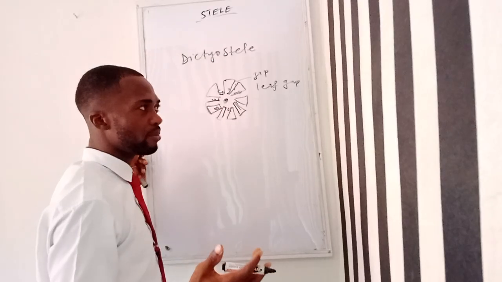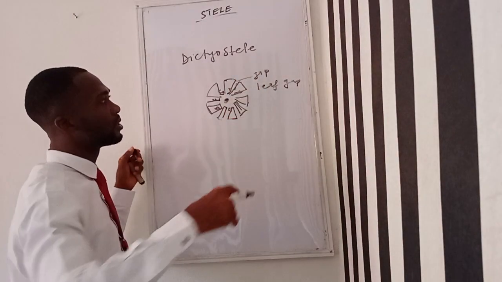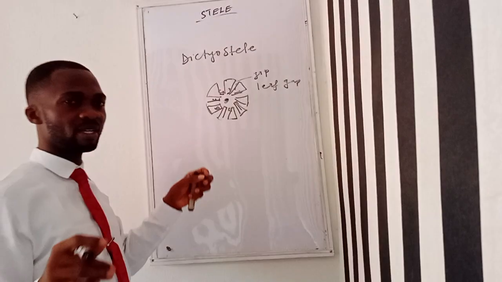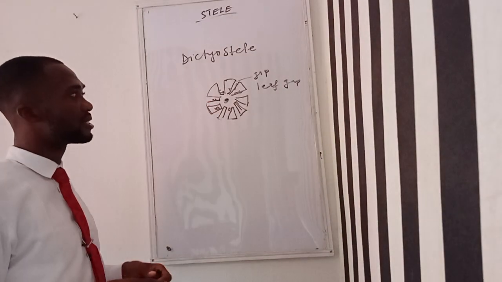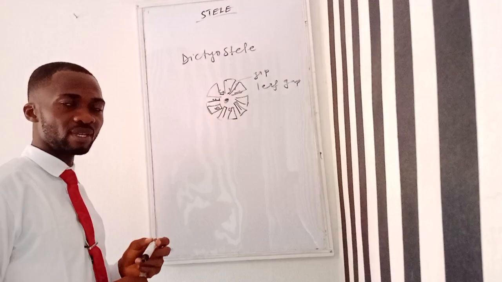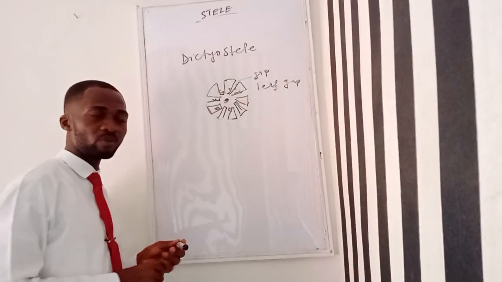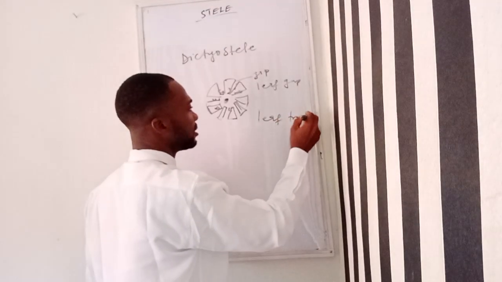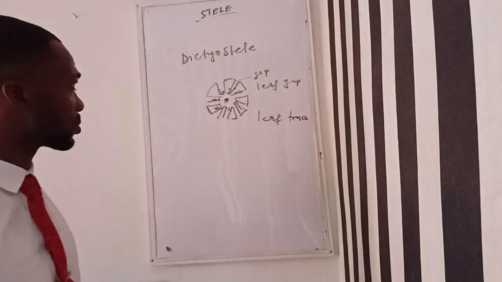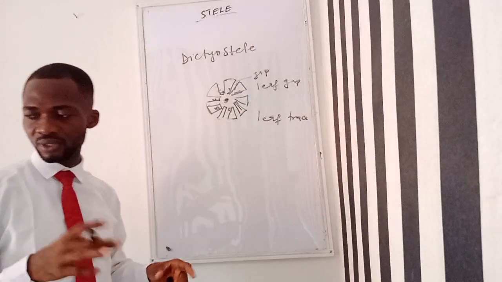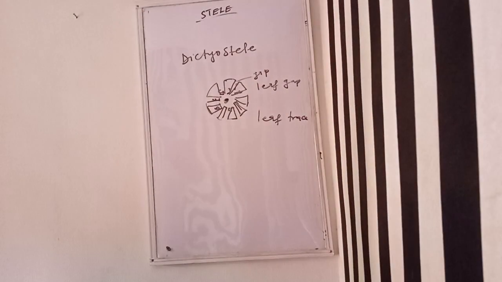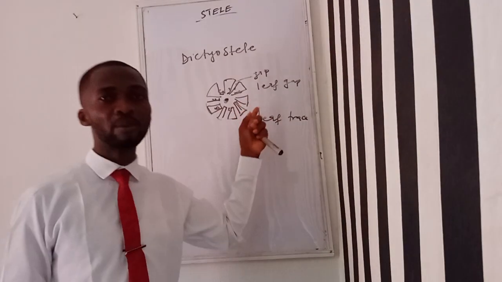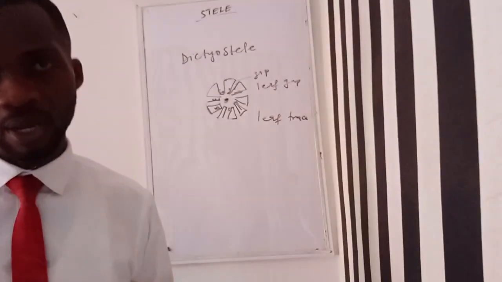Then the mechanism, or the tool, that created this leaf gap within this type of stele is what they call the leaf trace. So, like I said, this is the most advanced group of stele, and in this case, the stele is broken into these various vascular strands by the leaf trace, and it creates a gap that is called the leaf gap.